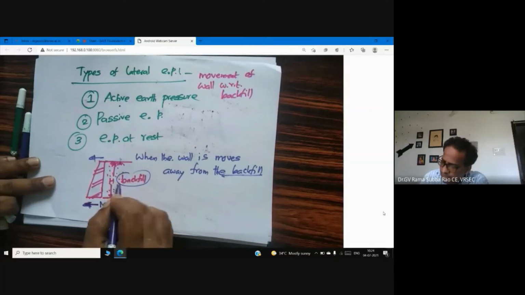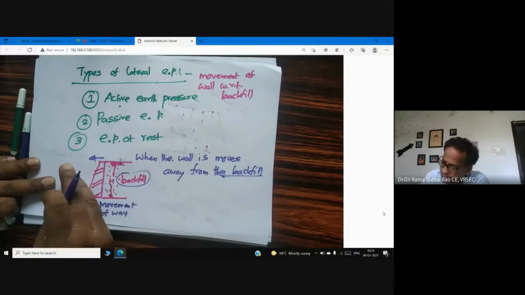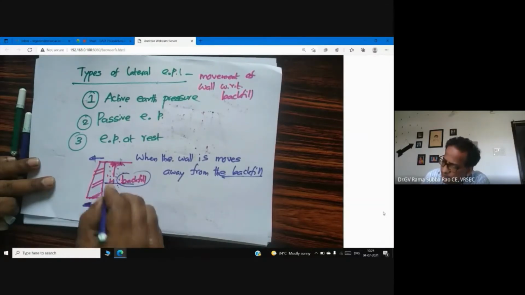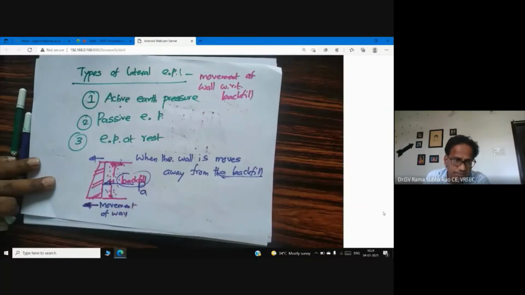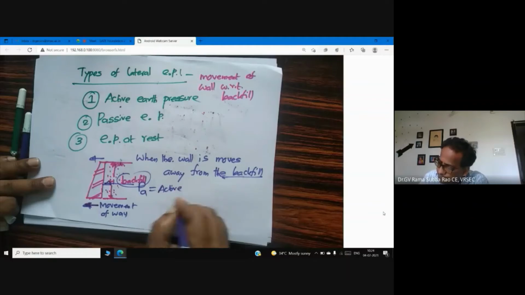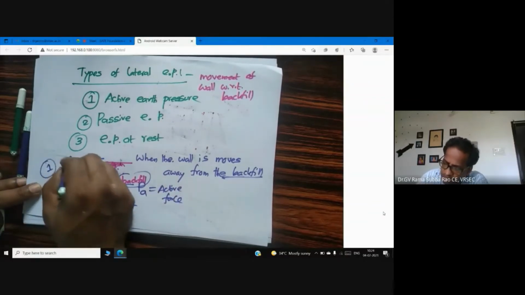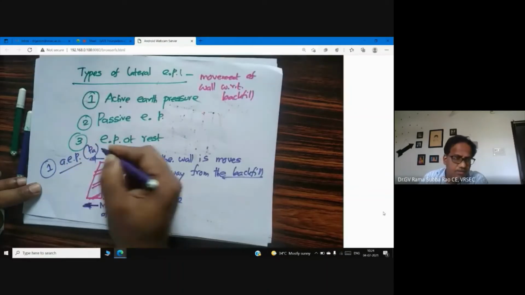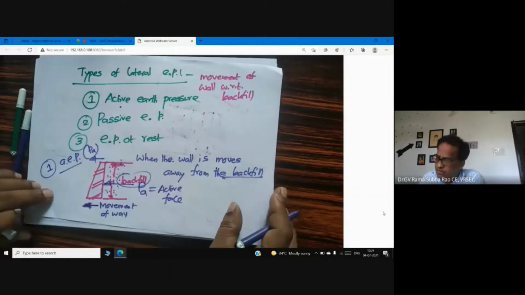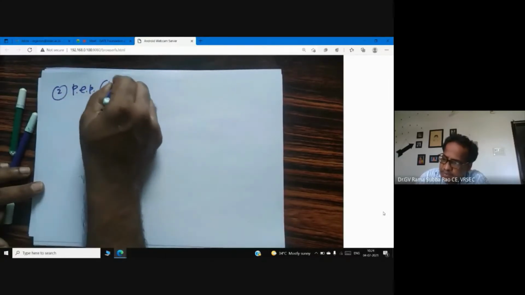So here you see the soil is exerting pressure on the retaining wall. That's why the wall is moving. So it is an example of what I say, active force. This is an example of active force. So this is what I can tell you, active earth pressure. We are designating it with small pa.